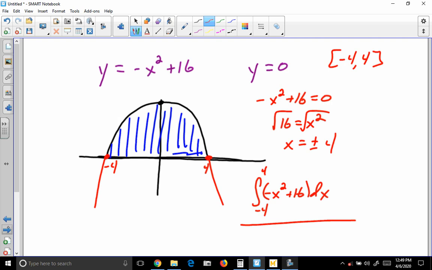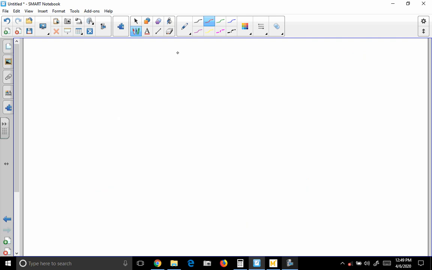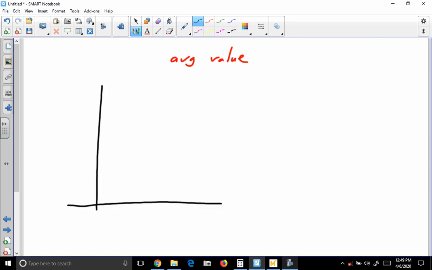The other thing I want us to do is to look at calculating an average value. So average value is actually something that's kind of useful. And one example that we've done, or that I've dealt with in the past, is for flying model rockets.